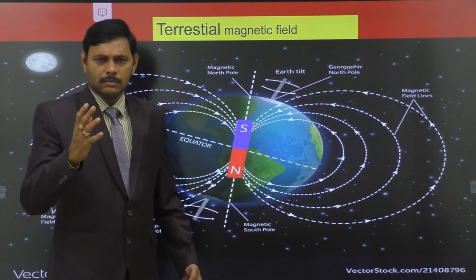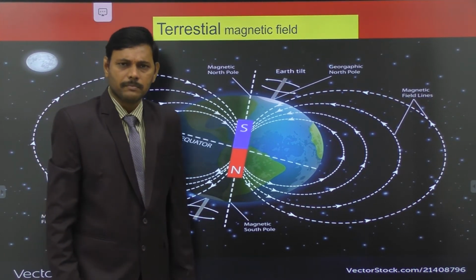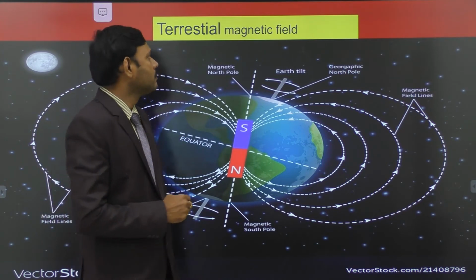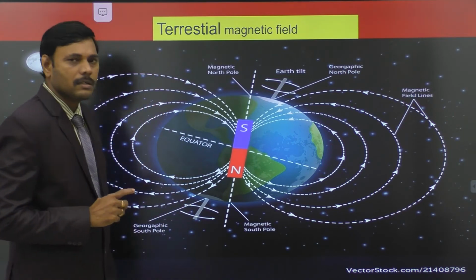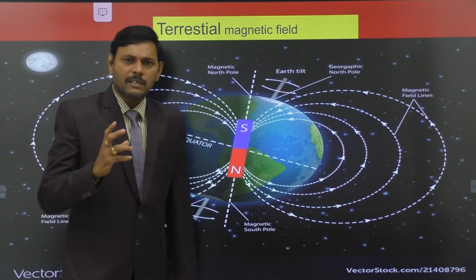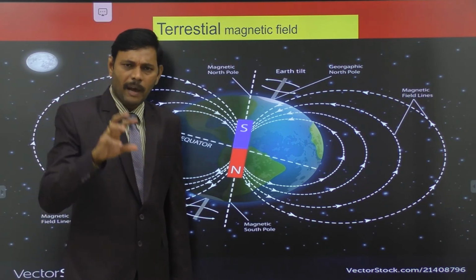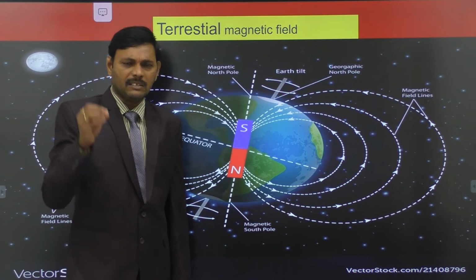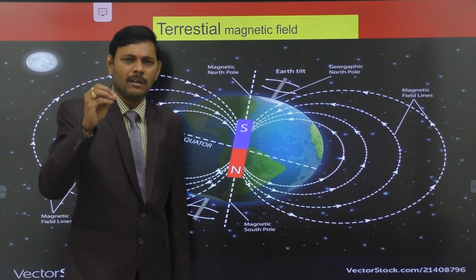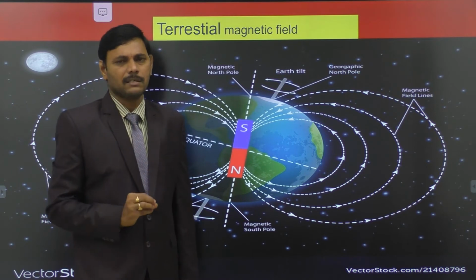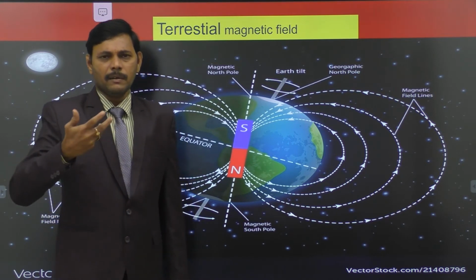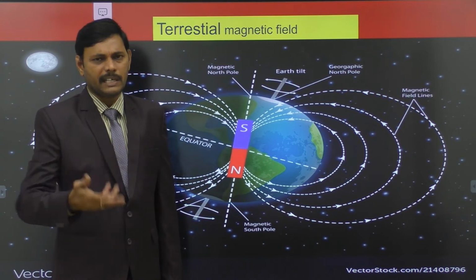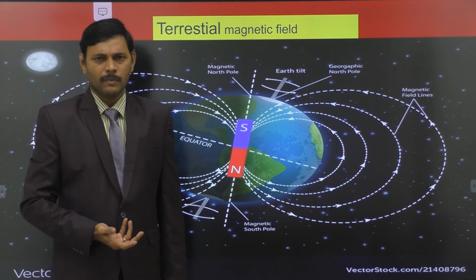So students, now let me describe a very interesting topic, that is terrestrial magnetism, terrestrial magnetic field. Earth is a huge natural magnet. Earth possesses magnetic field. Earth behaves like a very long naturally existing huge magnet. So the magnetic field possessed by the Earth is said to be terrestrial magnetism.